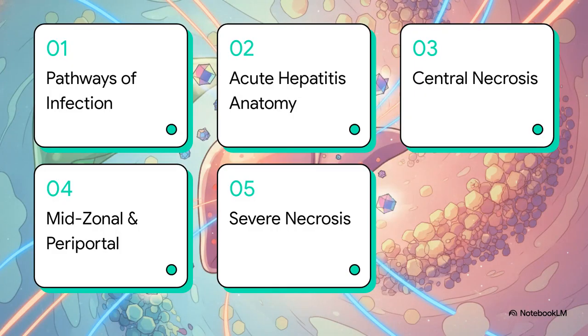Okay, let's quickly check out our roadmap for today. We'll start with the pathways of liver infection, move into the anatomy of acute hepatitis, then we'll be zoning in on central necrosis, followed by midzonal and periportal attacks, and finally, we'll cover severe and unusual necrosis.